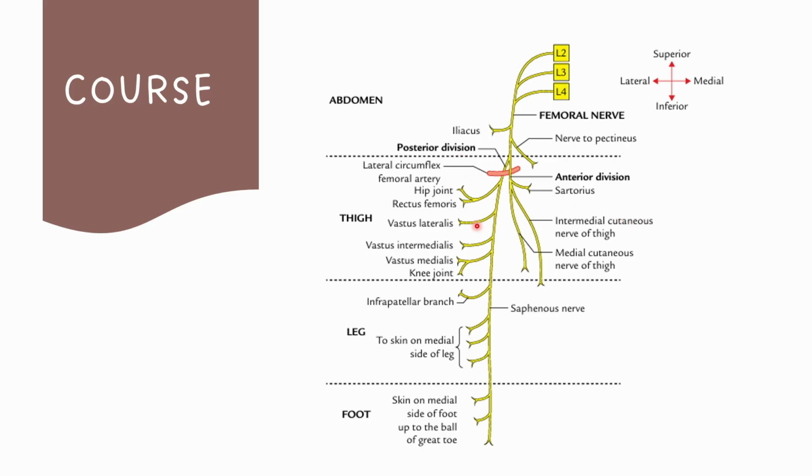The posterior division is mainly motor, supplies the extensors of the knee joint, all the quadriceps femoris muscle, and it also supplies the knee joint as well as the hip joint. It continues as the saphenous nerve, which supplies the skin on the medial side of the leg, and the medial side of the foot up to the ball of the great toe. That is briefly about the course of the femoral nerve.